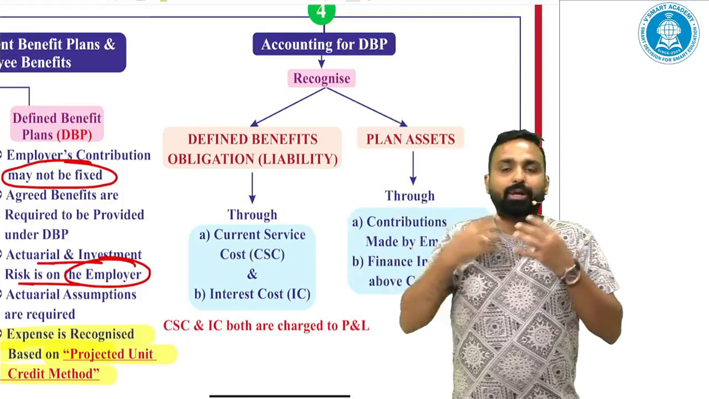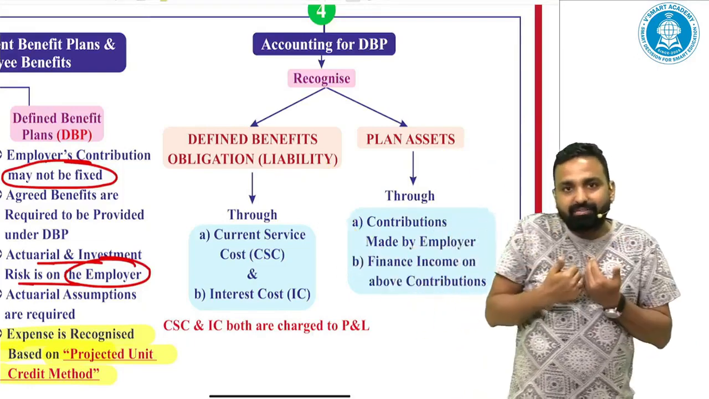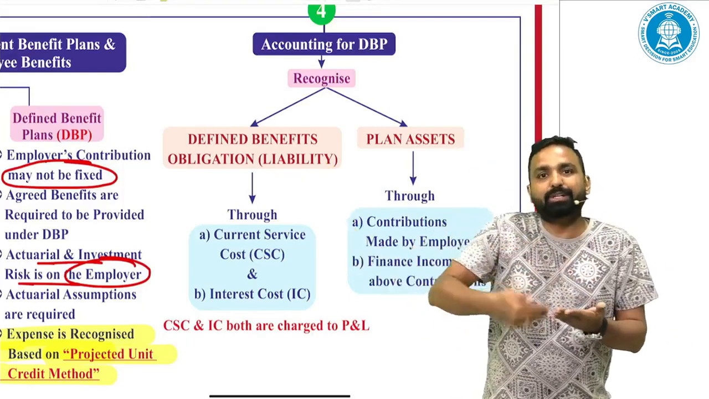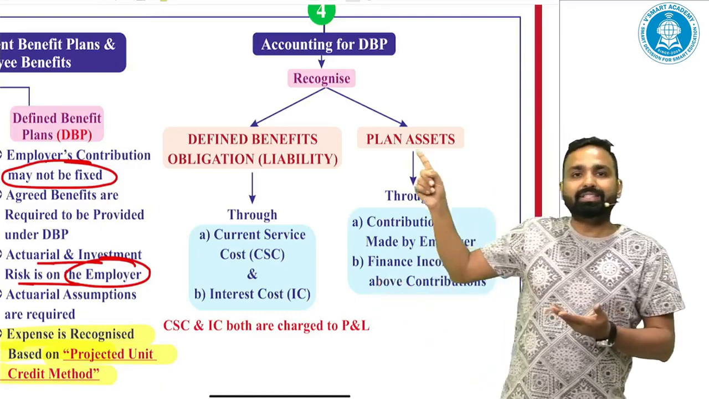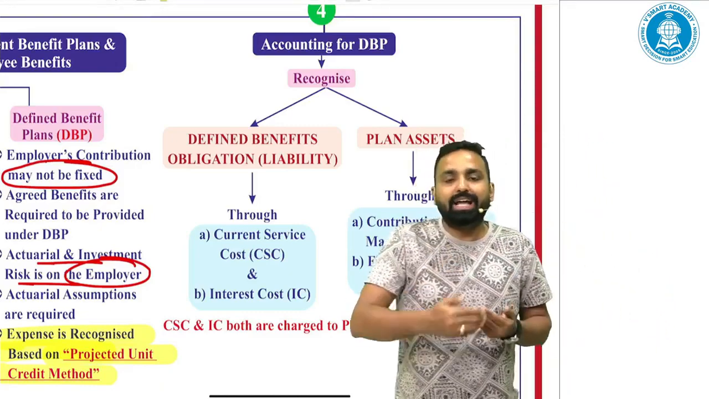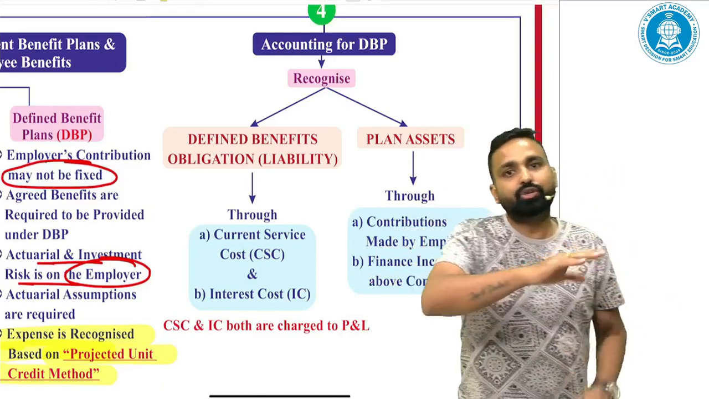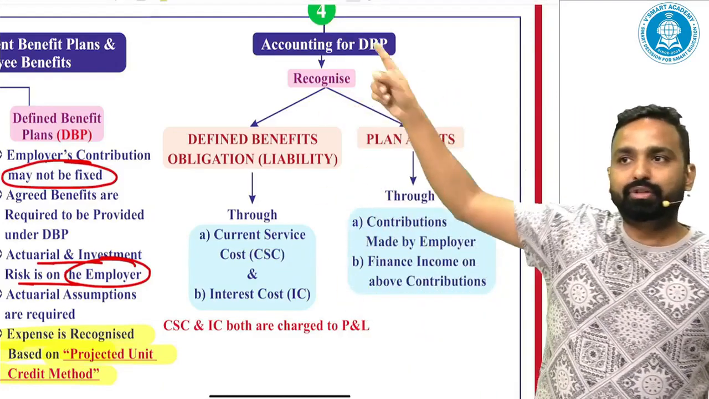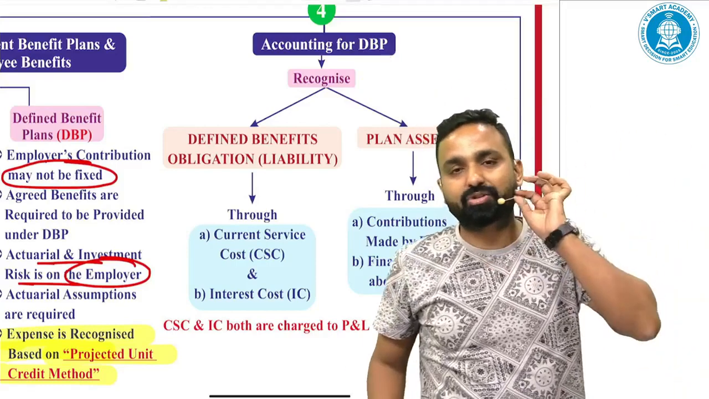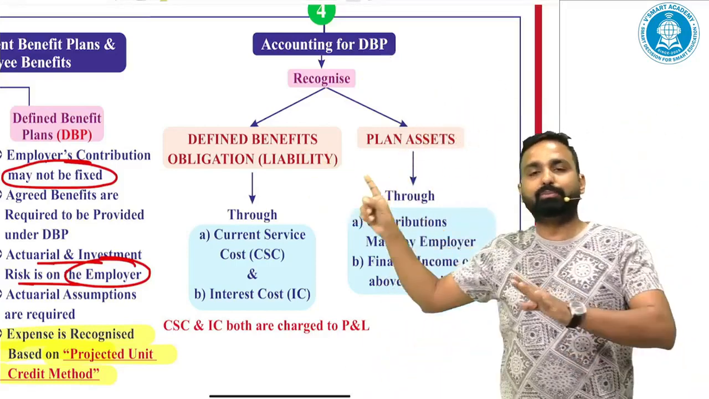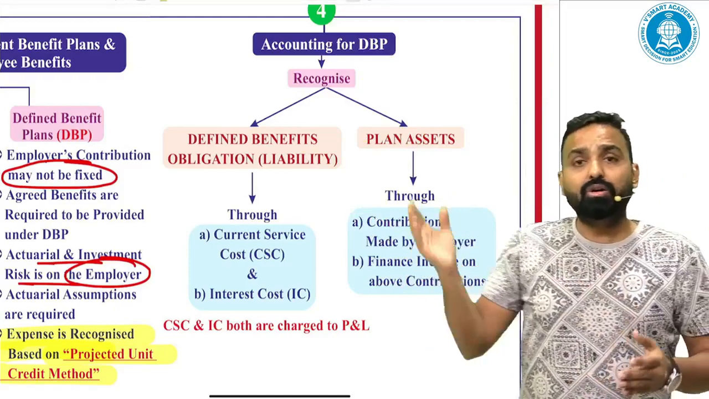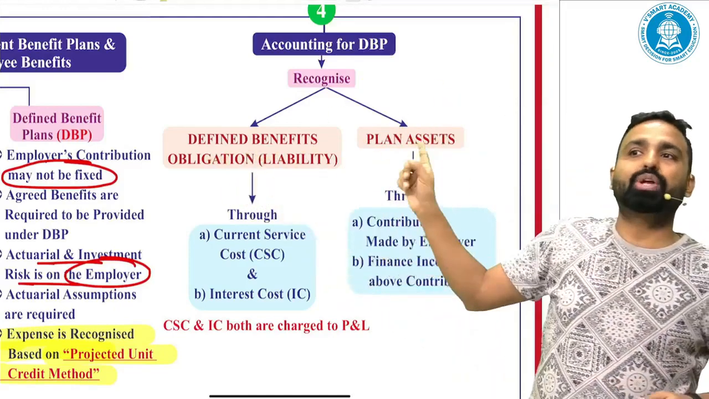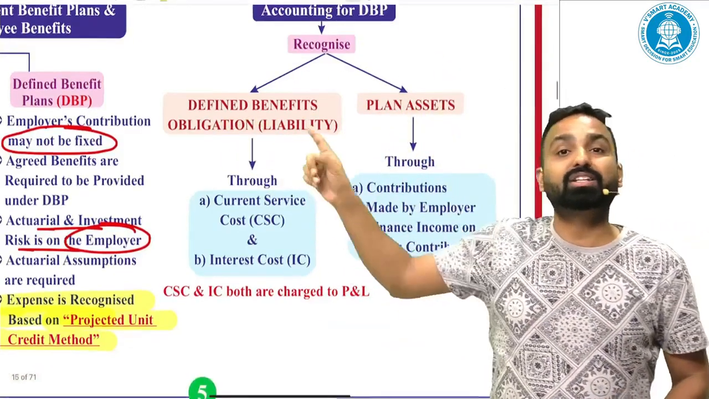So why liability? Because services are getting received, so the expense should be booked on an accrual basis. Why asset? Because from today only I have to start investing some money, so that after 5 years I'll be able to pay you the particular amount of the defined benefit plan. Are you guys understanding or not? So this is the concept of creating liability and asset. Now how to create liability, how to create asset? First of all, let us understand the terms.